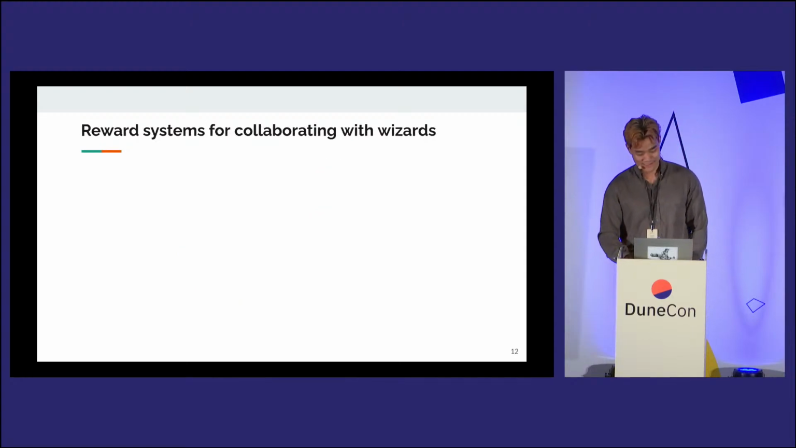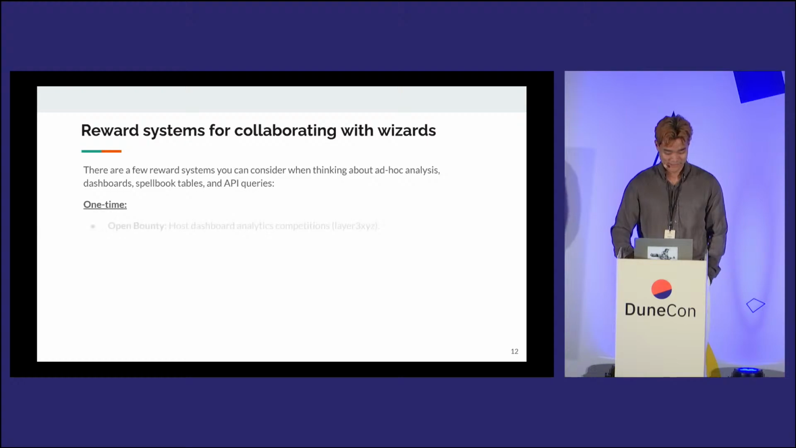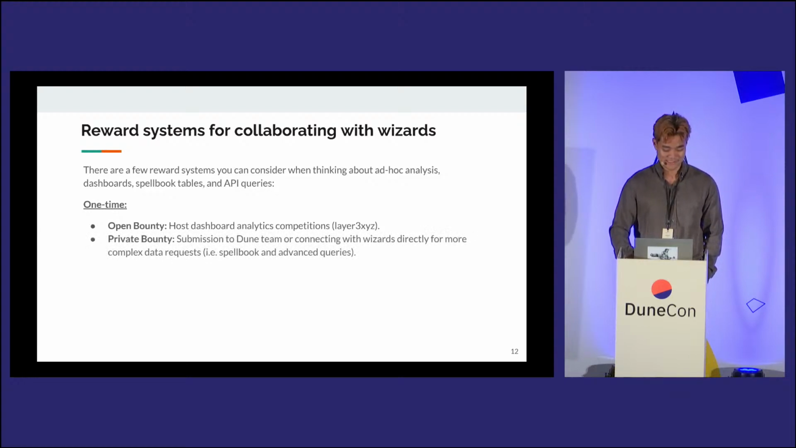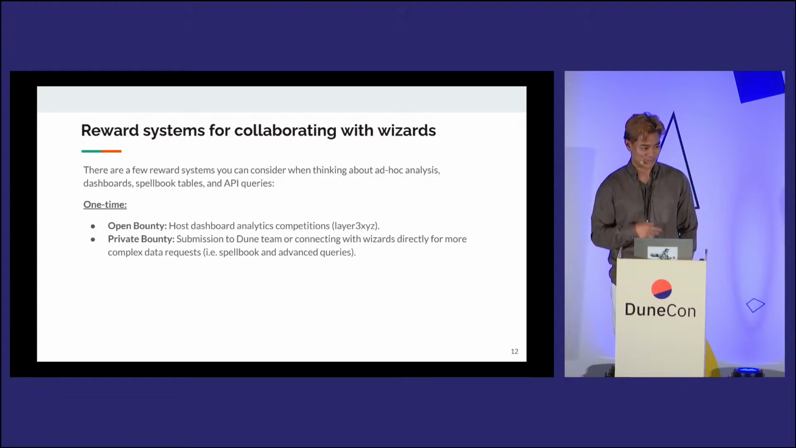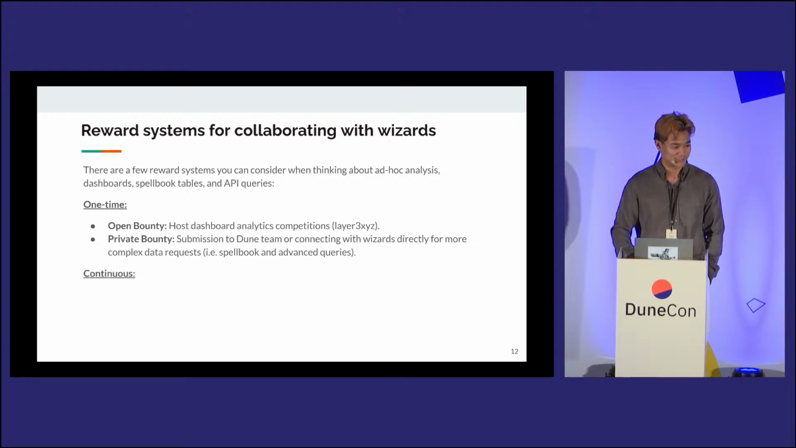Reward systems. I think there's two categories of reward systems, right? One is one-time, and these are either open bounties, which are competitions that we see hosted more and more on Layer 3 XYZ, or private bounties, which are basically connecting with the wizard one-on-one, so you can have more back and forth for more advanced requests. And I normally don't do either of these two. The ones that I usually go for are the continuous ones.